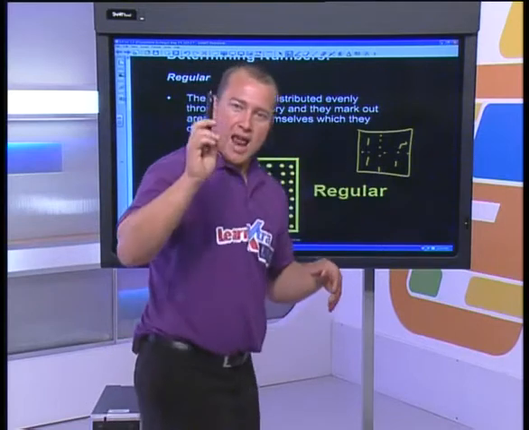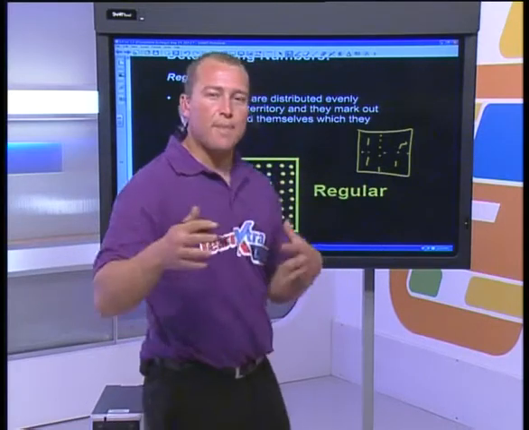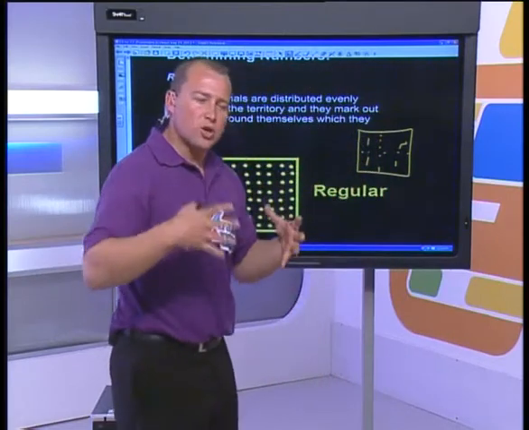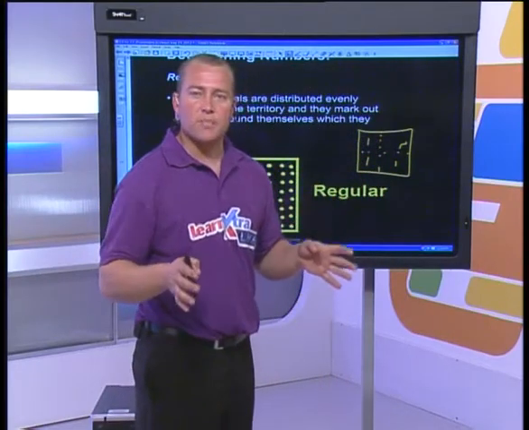Now, I left off at the regular type of population. This one's nice and easy. Remember, it's a rhino, a solitary animal, and it has its own little barriers, right?